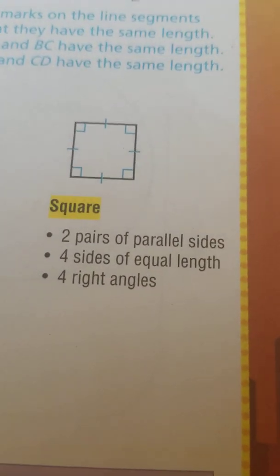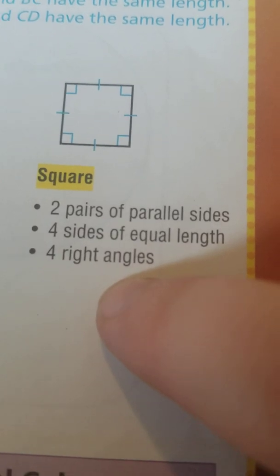Last but not least, we have our square. Squares have two pairs of parallel sides, four sides of equal length, and four right angles. So square, we already know all sides are the same. And opposite pairs, so top is parallel with the bottom, this side is parallel with this side, and all sides are going to be the same.